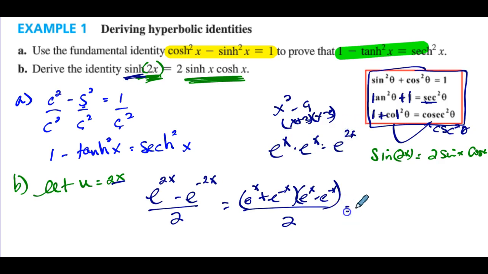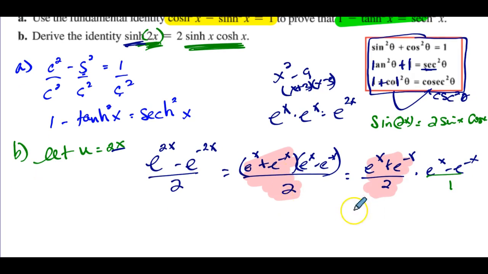Well, if I separate this wisely, I'll get (e^x + e^-x)/2 times (e^x - e^-x). So I've just separated this part out right here, and then if you want, I could say divided by 1, and that's true. I'm just decomposing that fraction.